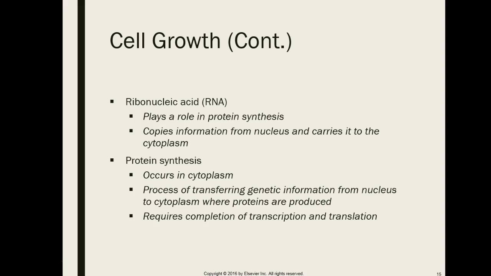So next we have ribonucleic acid, or RNA. This is going to play a role in protein synthesis. RNA is going to be single-stranded, where if we think back to our DNA, that one is double-stranded. So its main role is to copy information from the nucleus and carry it to the cytoplasm. Once it's in the cytoplasm, we're going to begin the process of protein synthesis. So this is the transferring of genetic information from the nucleus to the cytoplasm, where the proteins are produced.